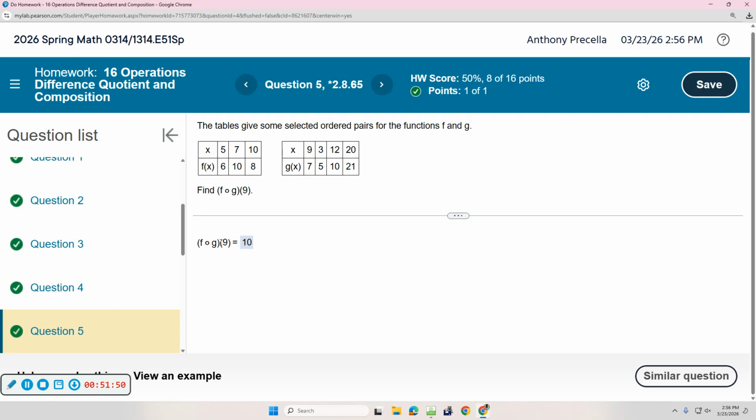You're starting on the inside, looking at the G table, 9 is assigned to 7, and then the F table, 7 is assigned to 10. Any questions there?